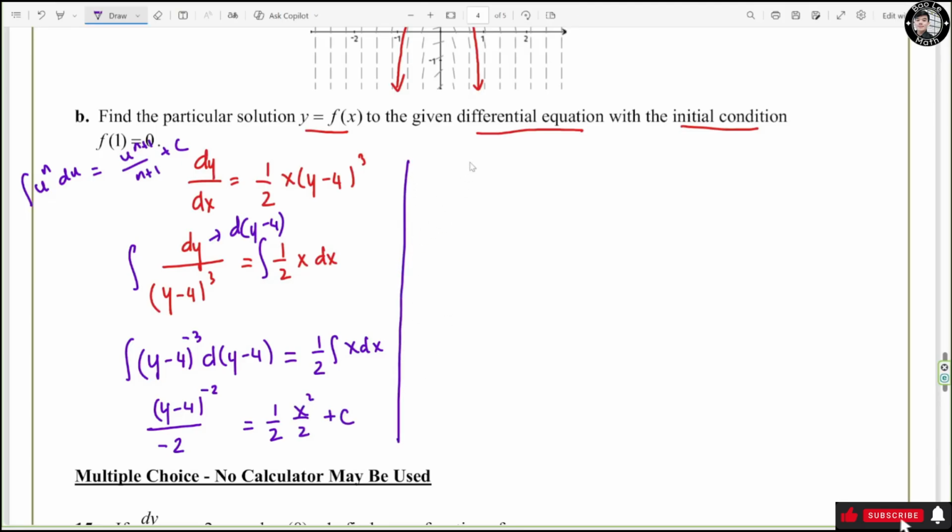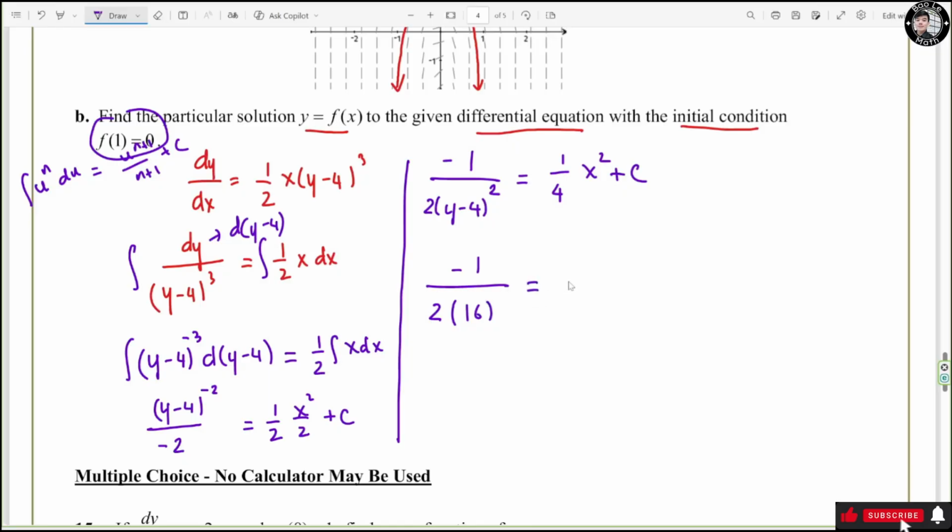Now this one can be written as negative 1 over 2 times y minus 4 squared equals 1 over 4 x squared plus c, right? Now we can use the initial condition right here to solve for c. Substitute 1 for x and 0 for y, so it could be negative 1 over 2 times negative 4 squared, it could be 16, right? Equals 1 over 4 plus c, right?